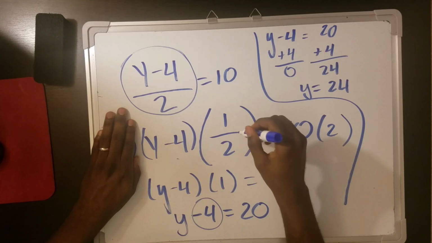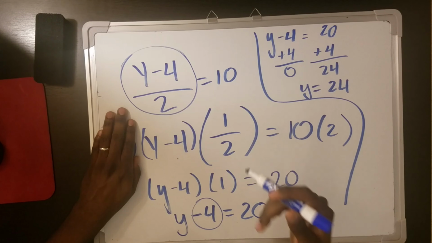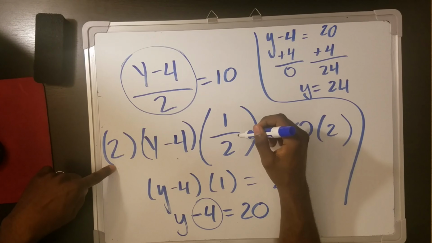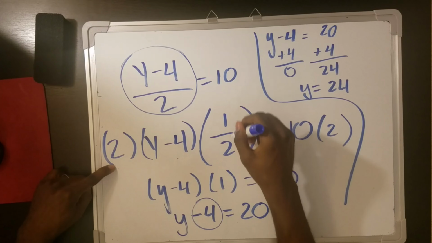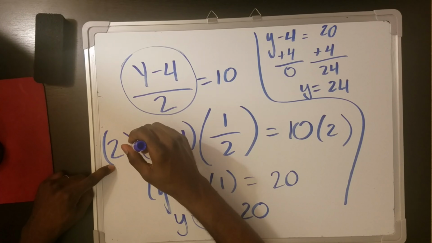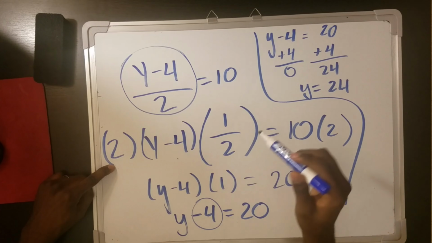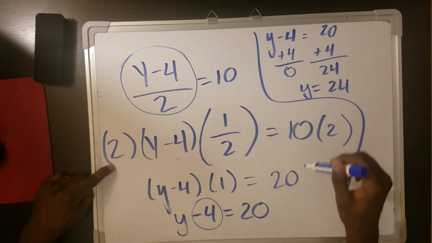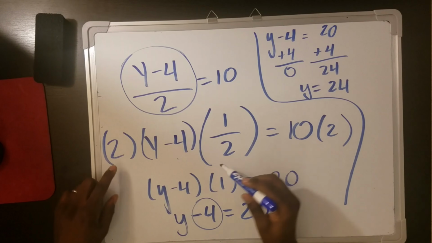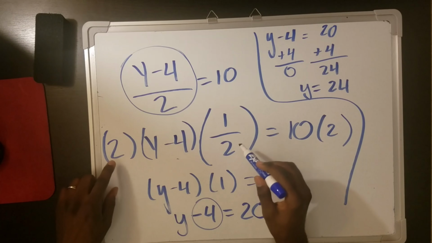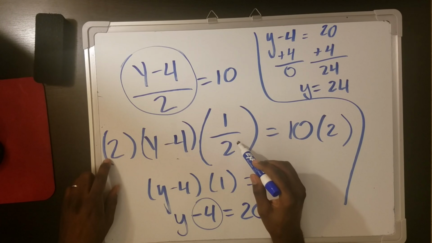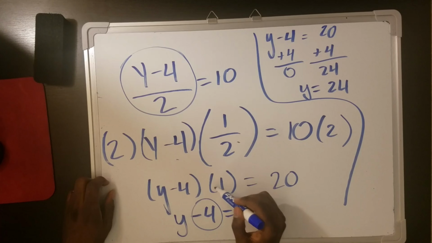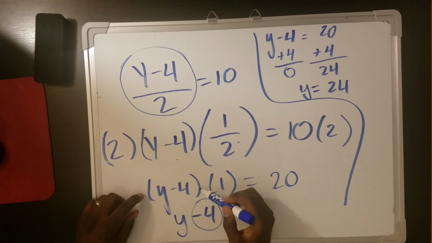Now to remove this 1/2, aiming for the multiplicative identity of 1, to cancel this out, we have to multiply by a 2. So to cancel out 1/2, we multiply by a 2. 2 times 1/2 gives us 1. But whatever you do to one side, you have to do to the other. So 2 times 10 gives us 20. So now we have y minus 4. Remember, we got our 1 from these two multiplied together. Gives us 1 equals the 20 that we got. 1 times anything is going to give you what you're multiplying by.